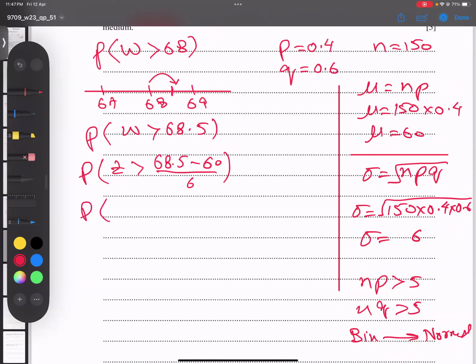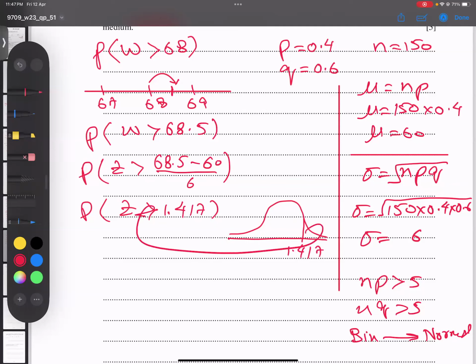And the z-value, if I type this in the calculator, I get what? 1.417. Okay, now you know, students, this is a probability diagram. Sorry, I make this bell shape. It is positive, so right side. If negative, make left side. So 1.417, and bigger means what? The right portion, this one.